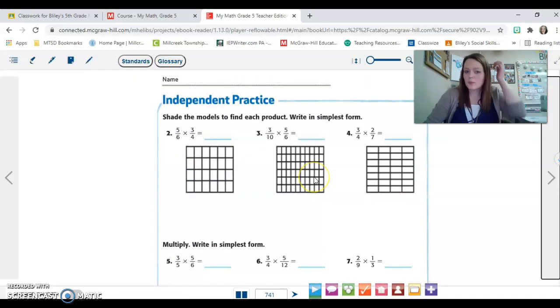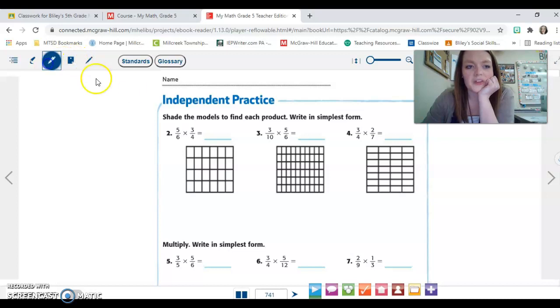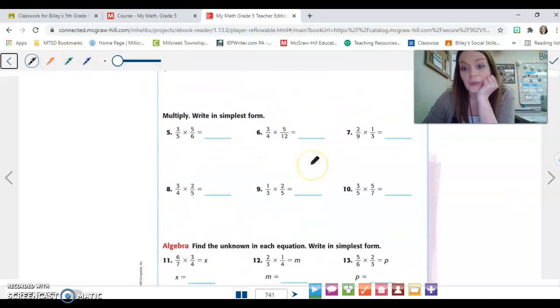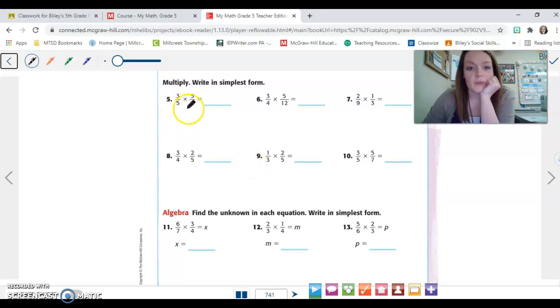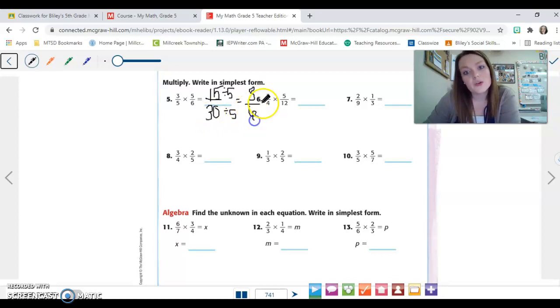Mrs. Bliley is going to do a few more problems with you. Mrs. Bliley would love for you to just cross out these shading ones and move on down to 5. So we have 3/5 times 5/6. 3 times 5 is 15, and 5 times 6 is 30. Can this be reduced? Absolutely, by 5, right? So 15 divided by 5 and 30 divided by 5 for our simplest form. 15 divided by 5 is 3, and 30 divided by 5 is 6, which can be reduced one more time by 3, which gives us 1/2 for our final answer.